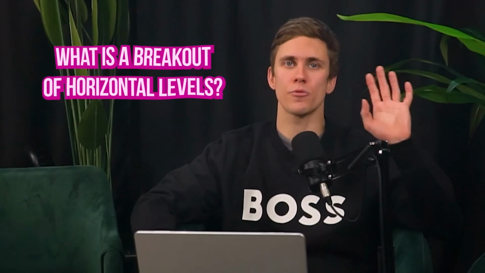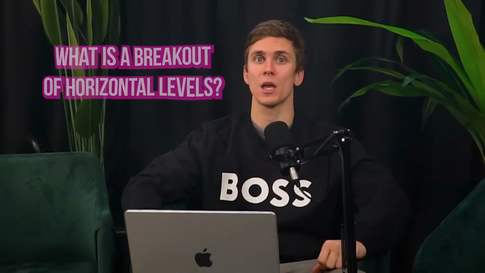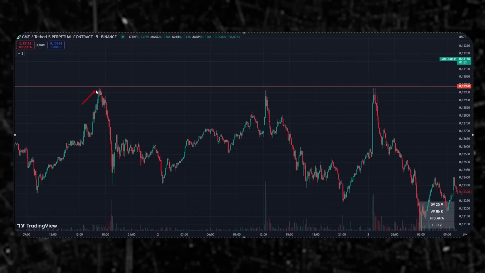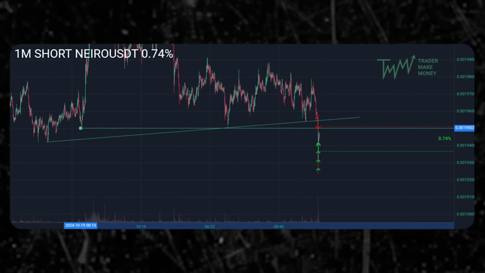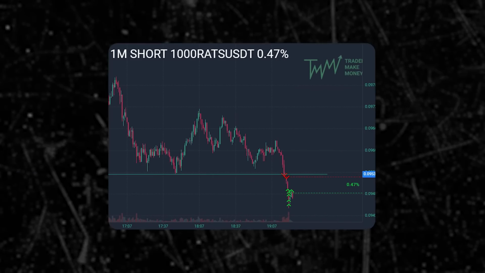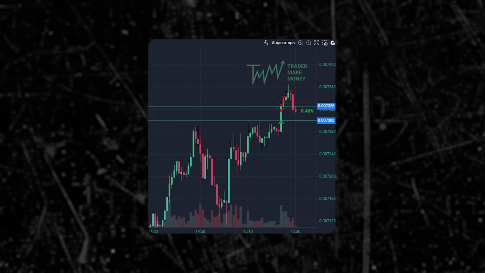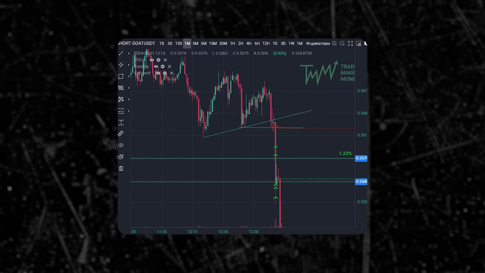So, what is a breakout of horizontal levels? In simple terms, a horizontal level is a key price point on a chart where the market has repeatedly reacted. These levels could either be areas of resistance where the price struggles to break higher, or support where the price refuses to go lower. When the price breaks through these established levels, it's known as a breakout.